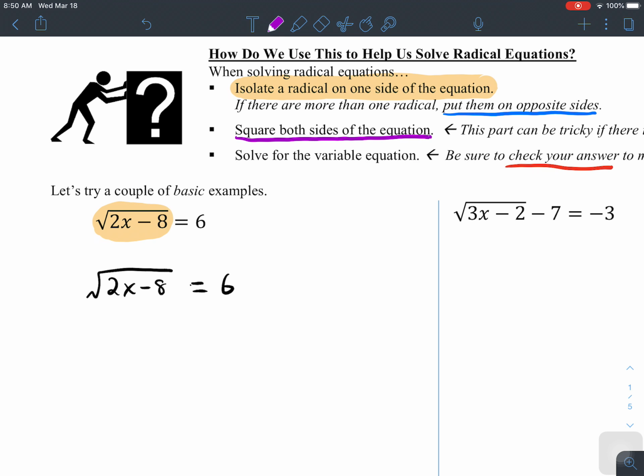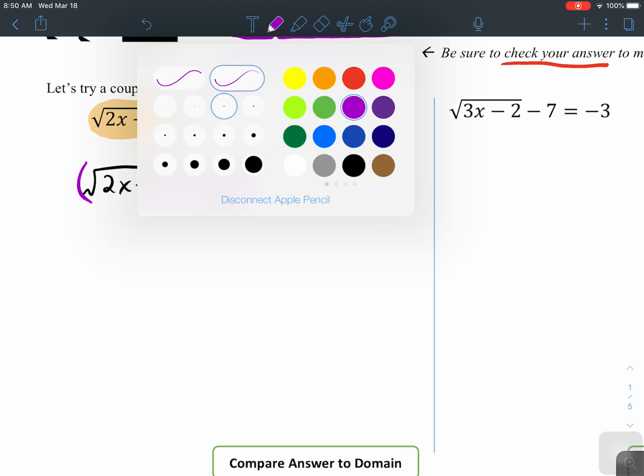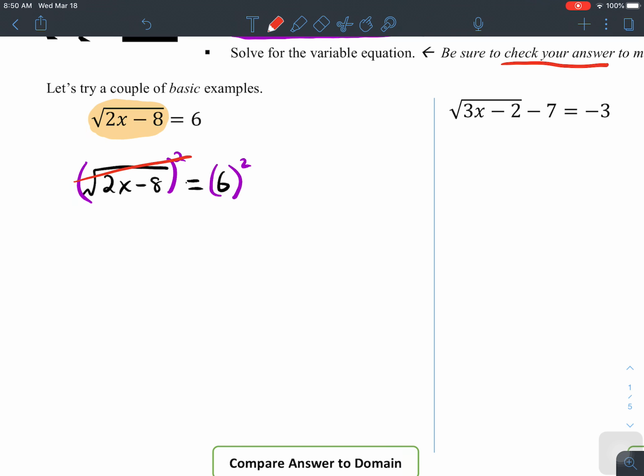I really encourage you all to do this. It's something that a lot of students don't do, and it's going to help with the harder, trickier problems, the ones you're more likely to make a mistake on. I know this radical is all by itself, but I'm still going to put parentheses around the left side, and I'm calling it the left side because if I had multiple things there, the parentheses would go over that entire thing. Same thing on the right side: you really don't need parentheses because it's one number, but I'm still going to do it because that's going to train me for the harder problems. The square and square root are opposites, so I get 2x minus 8.